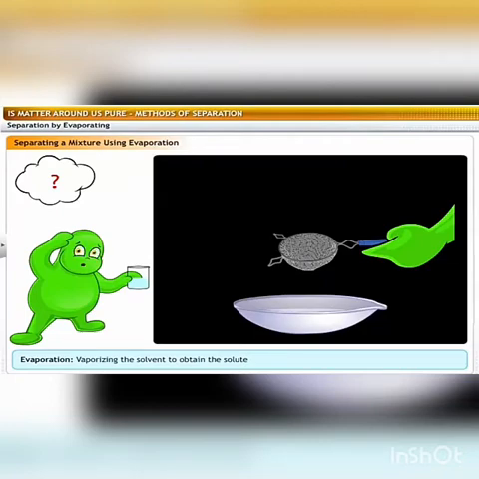You can separate salt from a solution by evaporating the water from the solution. Evaporation is the process in which a dissolved solid substance is obtained from a solution by allowing the solvent to vaporize. Let's take a look at this process through a demonstration.